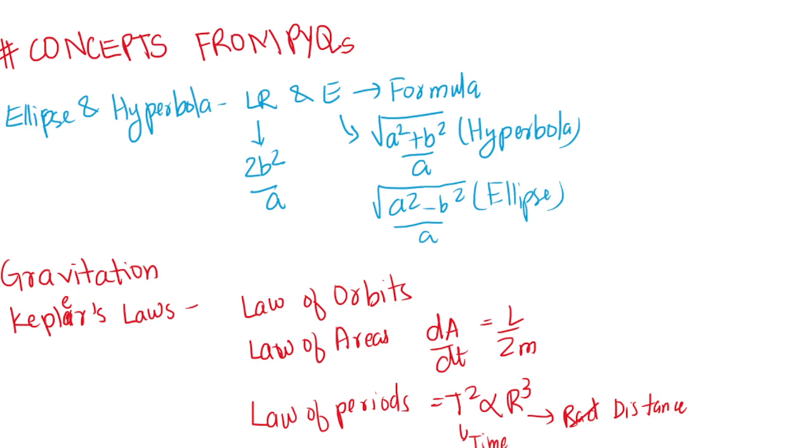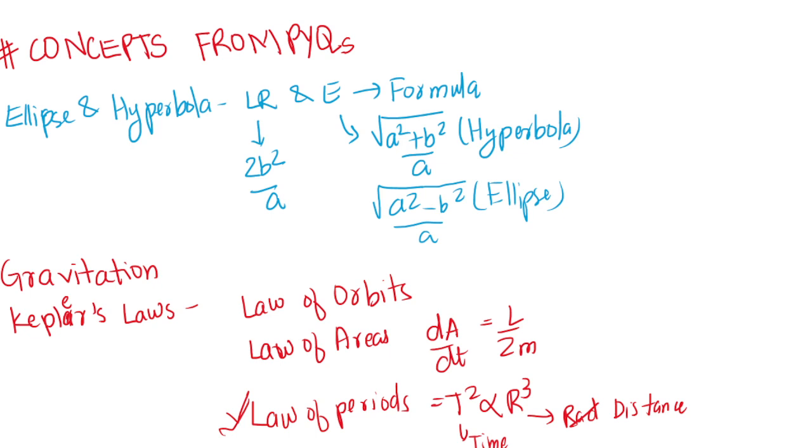So when you write the concept in the previous year notebook, the concept in the previous question we dealt with was the law of periods. But when you write, make sure you write the law of orbits also, and the law of areas also. Because in the next question paper, or maybe in the previous question papers too, you might find questions related to the law of orbits and the law of areas.